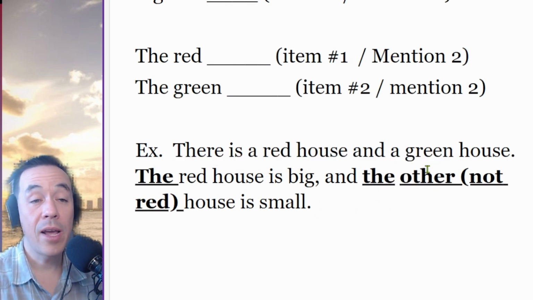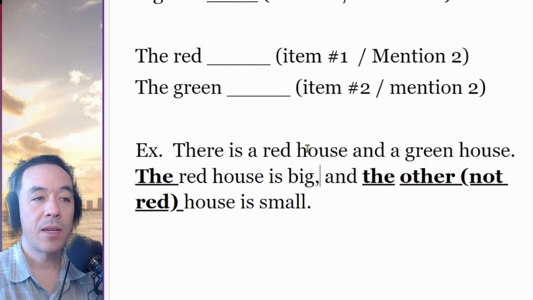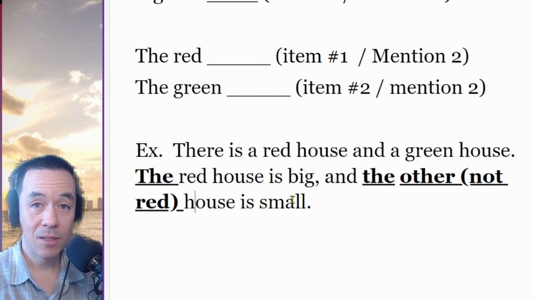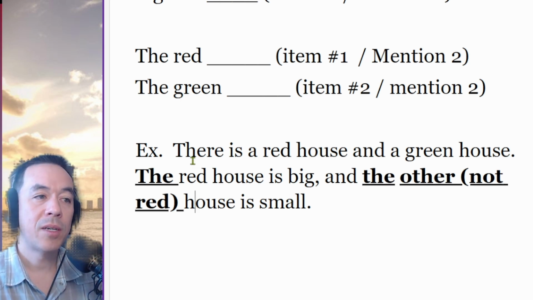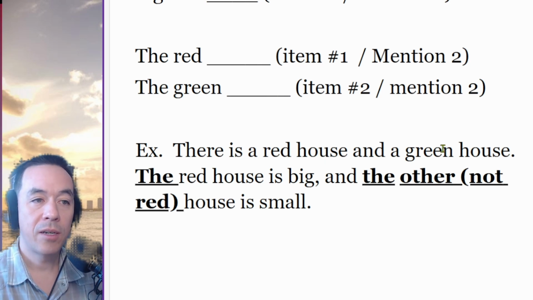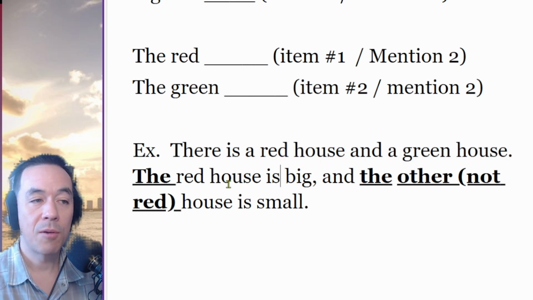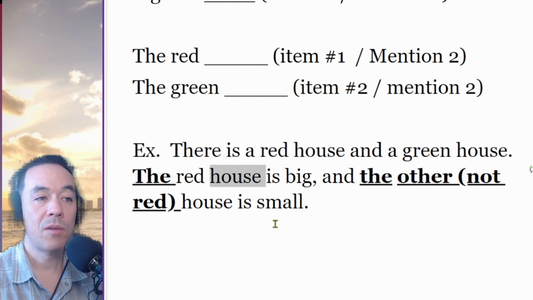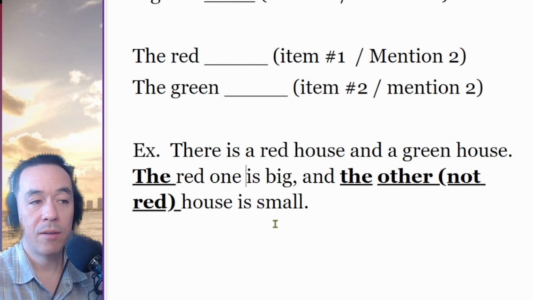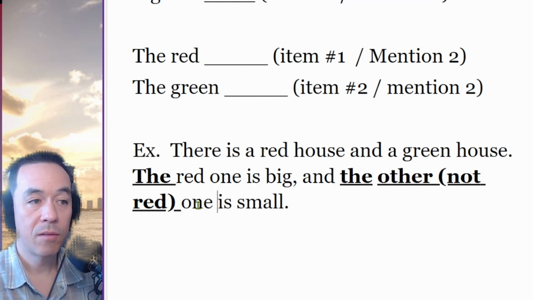Okay, and I think now you can maybe recognize also that usually we don't want to say the same word, house. And so from another lesson before, there is a word for that. We might say there's a red house and a green house. Let's keep this the same, simple. Now we'll say second mention, let's say the red one is big and the other one is small.